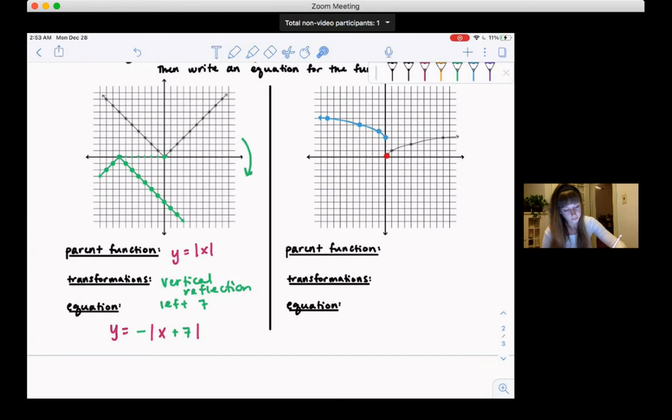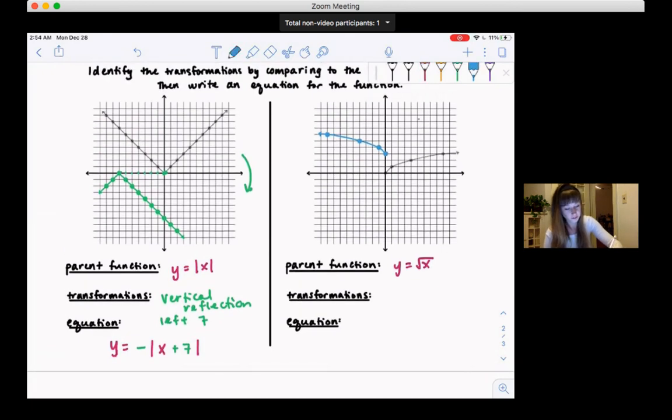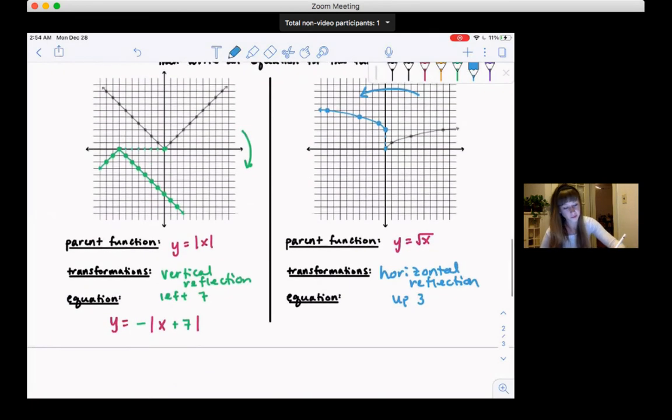Okay, last one. So this shape is y equals square root of x. So that's our parent function. Okay, and what are our transformations? So clearly this has been flipped that way. We've created a mirror image side to side. So we have a horizontal reflection. And then this point has also moved up. It's moved up 1, 2, 3. Okay, so let's see if we can write an equation for a horizontal reflection and up 3.